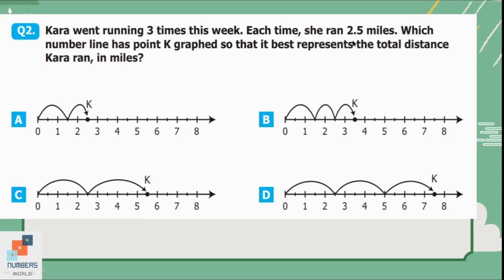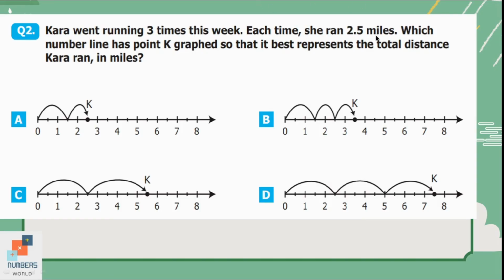Question number 2, Kara went running 3 times this week. Each time she ran 2.5 miles. Which number line has point K graphed so that it best represents the total distance Kara ran in miles? So she ran 3 times this week, so there should be 3 jumps on the number lines. But in option A and C, there are only 2 jumps, so these 2 options are incorrect.